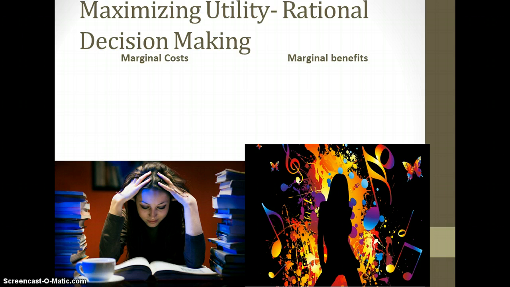Basically, the additional cost of undertaking some activity is called the marginal cost. So just a little bit more is called the marginal cost. The additional benefits are called the marginal benefits. So, rational decision making: we want the marginal benefits to be greater than the marginal cost. In rational decision making, we want the marginal benefits to be greater than the marginal cost.